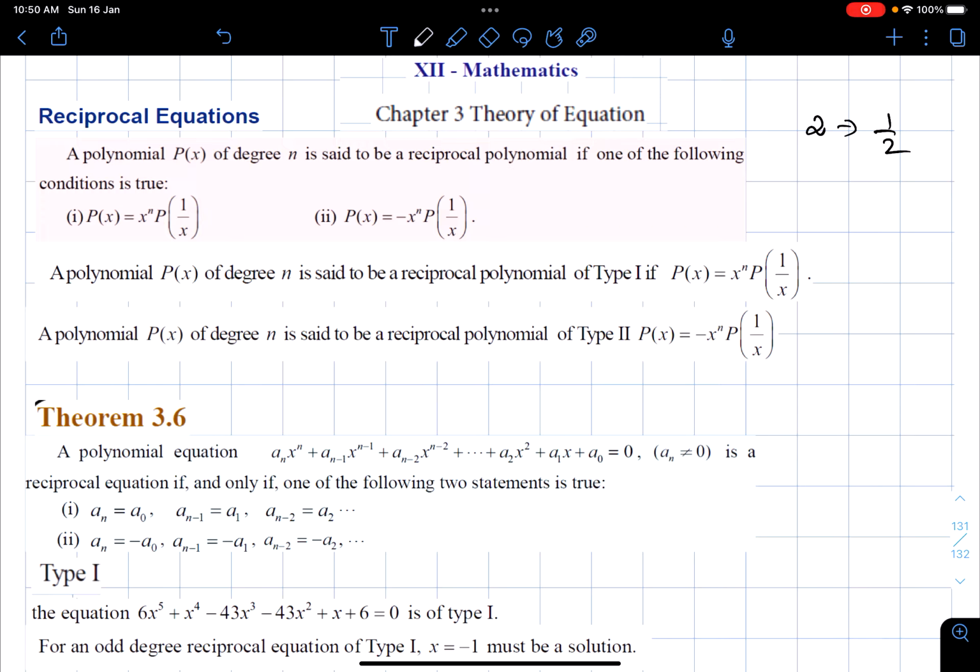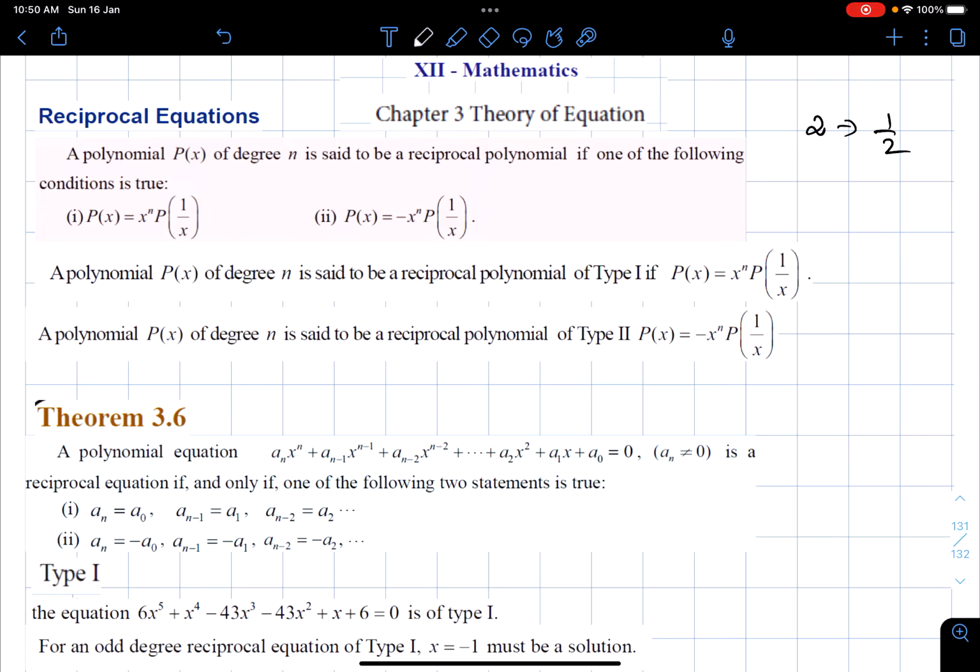So we are going into the polynomial. Usually you see with the numbers. Now we are going with the polynomial or the equations. P of x equal to x power n, p of 1 by x. And similarly p of x equal to minus x power n, p of 1 by x. So there are two types. Okay, we are going to see two types of reciprocal equations, and there is an easy method to find the solution also for that, whatever may be the degree.